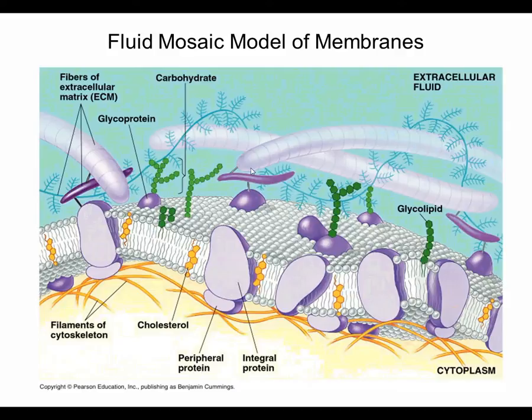We have here what we call our carbohydrates, and these actually act in communication with other cells. The carbohydrates are kind of like an antenna. They do communicate with the other cells.